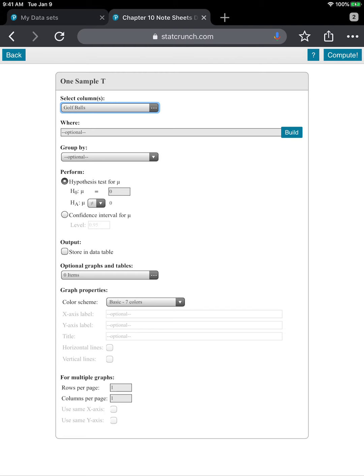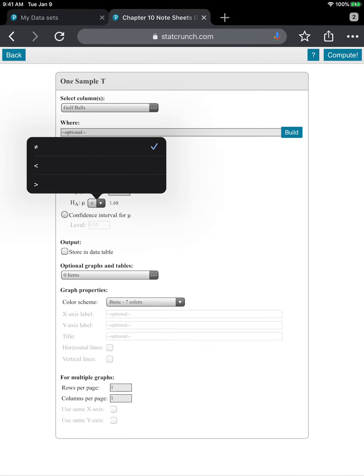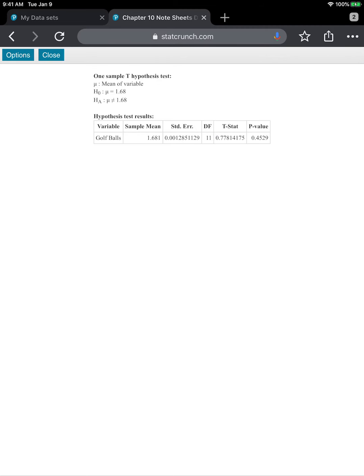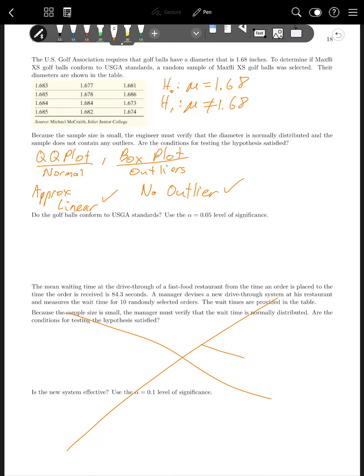So I use my hypothesis test, and I put in my values here. My mu was equal to 1.68, exactly like I have it written in my class, and then I need to choose the correct inequality, and in this case, it is not equal to. And then I can hit compute, and it gives me a p-value, which is what I care about, of 0.4529.